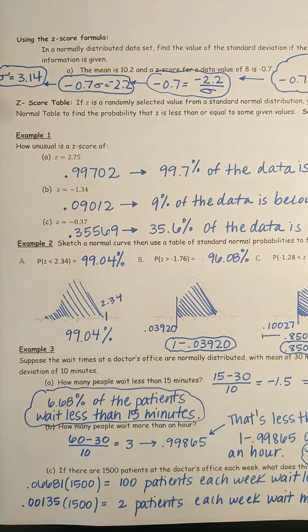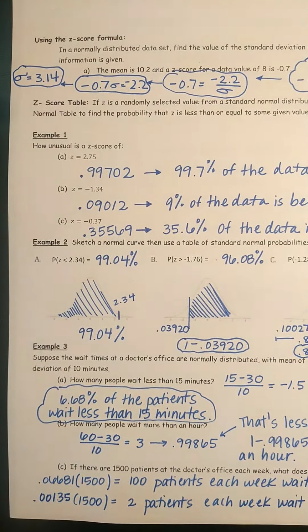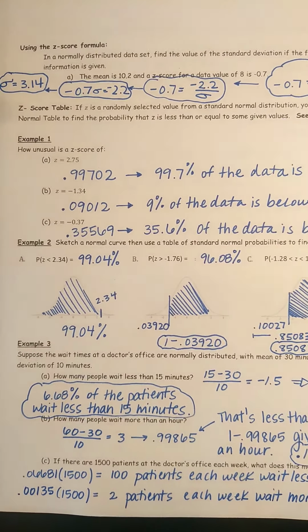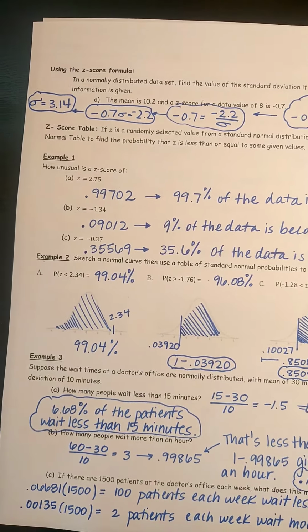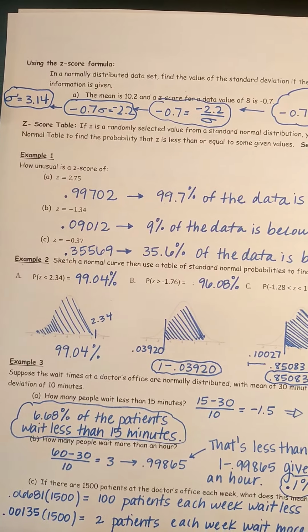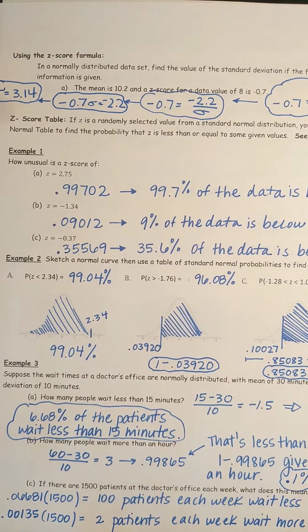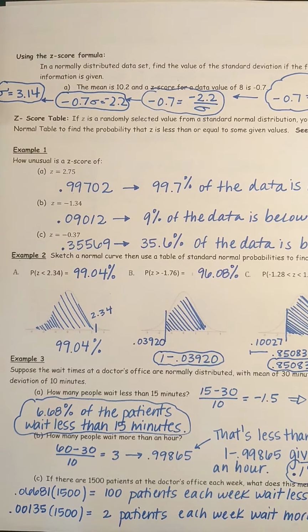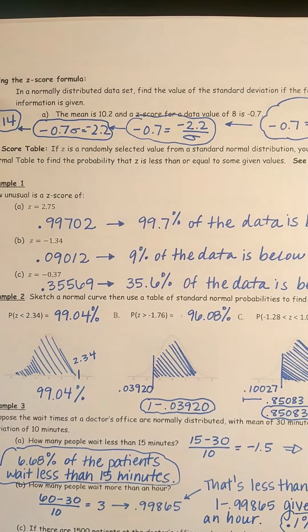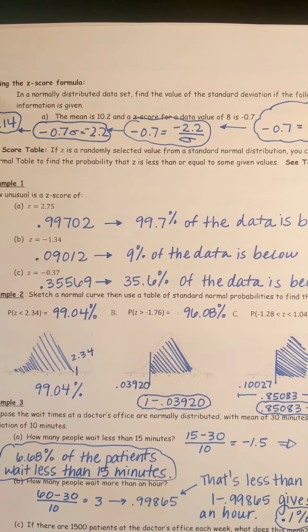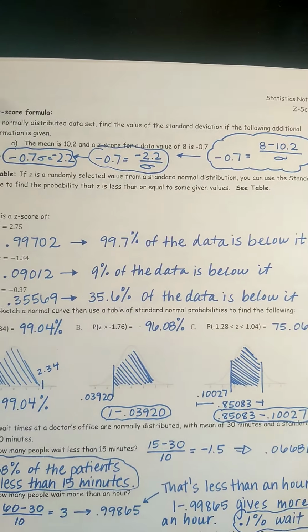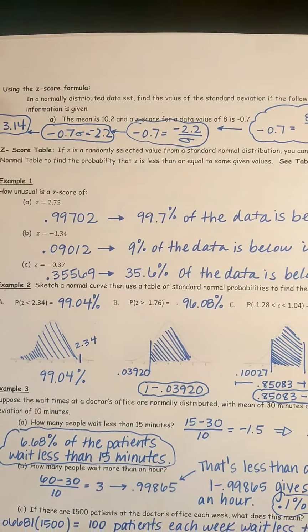Today we're going to talk more about z-scores, and we're going to use the standard normal distribution table, so you need to make sure you take a look at that. For the first part, we're just going to use the z-score formula you already worked with, but now we're going to solve for standard deviation. In this first example, it says, in a normally distributed data set, find the value of the standard deviation if the following additional information is given.